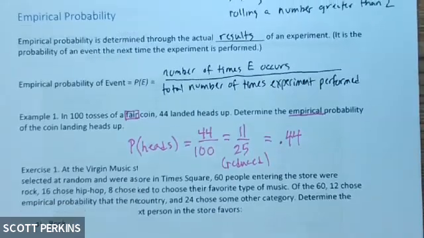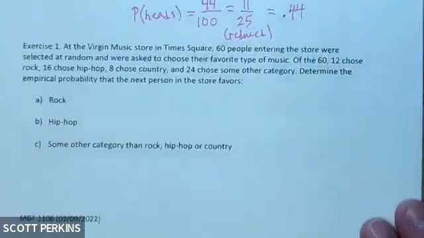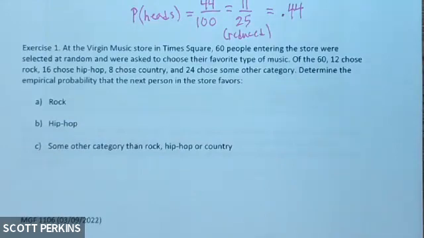All right, well, exercise 1. You are standing outside the Virgin Music store in Times Square. 60 people went into the store and you selected them at random and asked them to choose their favorite type of music. And so here is the data that you got from doing this experiment. Out of the 60, 12 chose rock music, 16 like hip hop, 8 chose country, and 24 chose some other category of music. Determine the empirical probability of each of those, please.